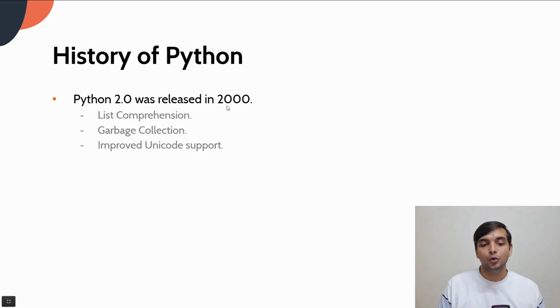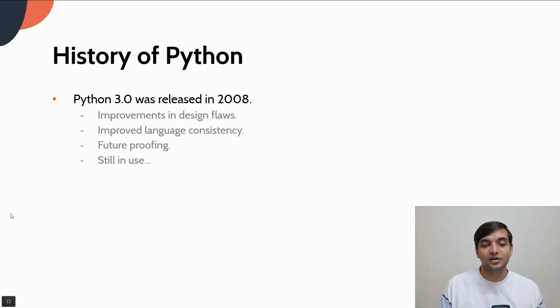Python 2.0 had some pretty cool features again like list comprehension, garbage collection, and improved Unicode support. Then comes the beast, Python 3.0. It was released in the year 2008. It was just Python 2.0 but a bit better. It improved the design flaws, improved the language consistency, and did the future proofing as well.